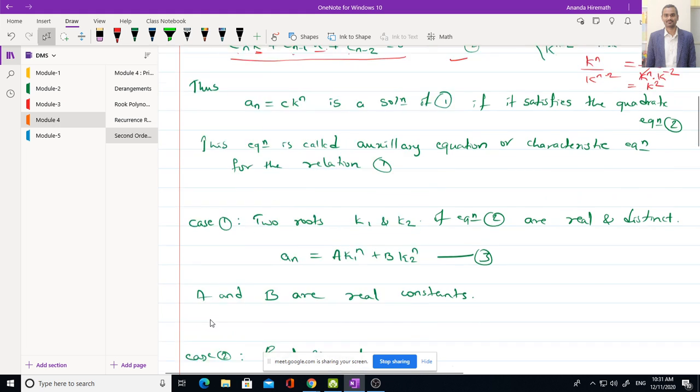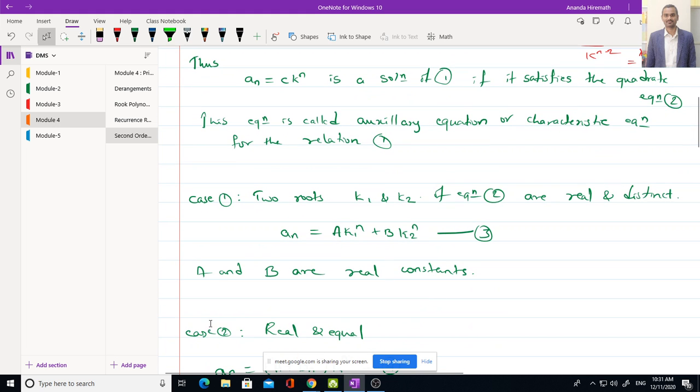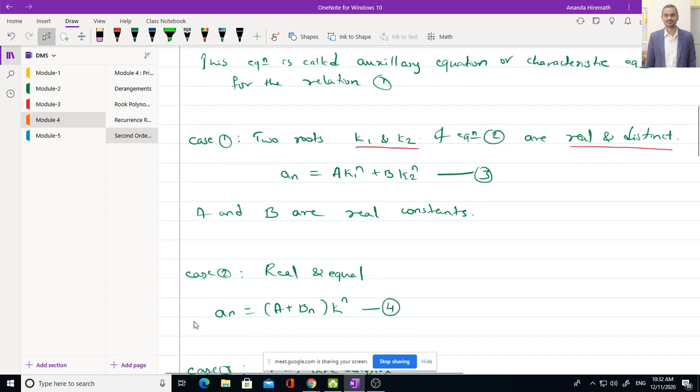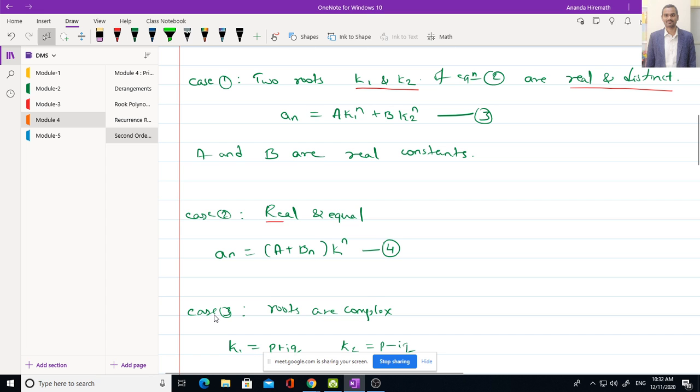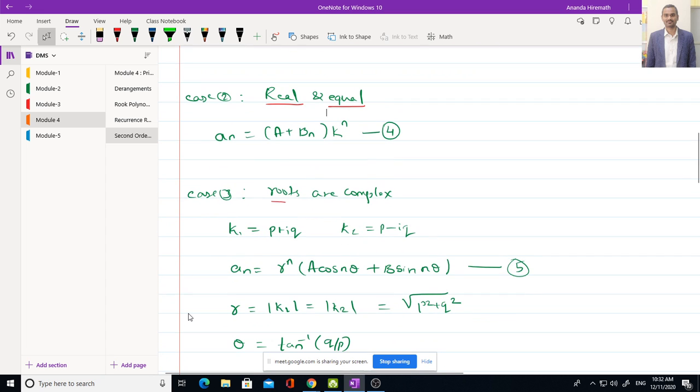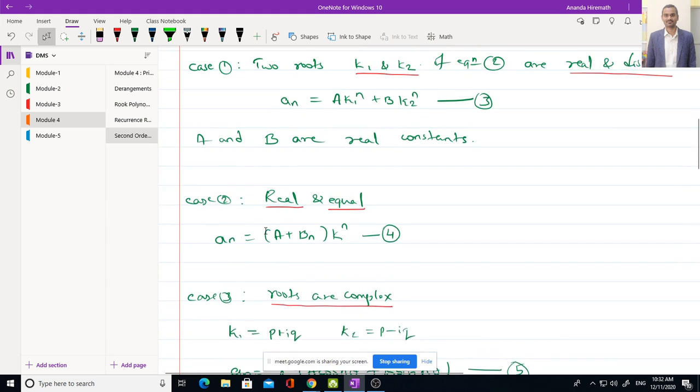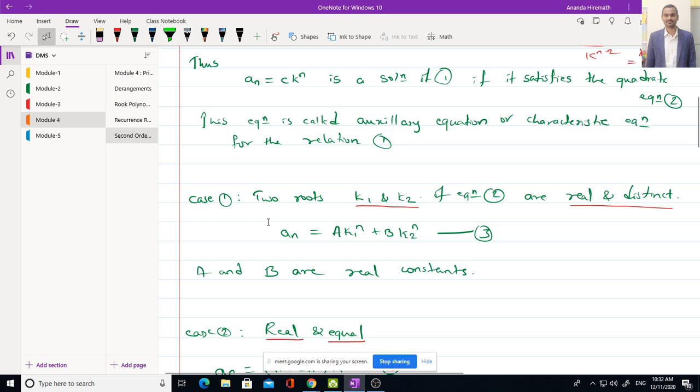Now depending on the roots, you have again come across that quadratic equation. There will be three possibilities. The first possibility is roots are real and distinct. The second case is roots are real and equal. And the third case is roots are complex or imaginary. Depending on these three, we have different solutions.